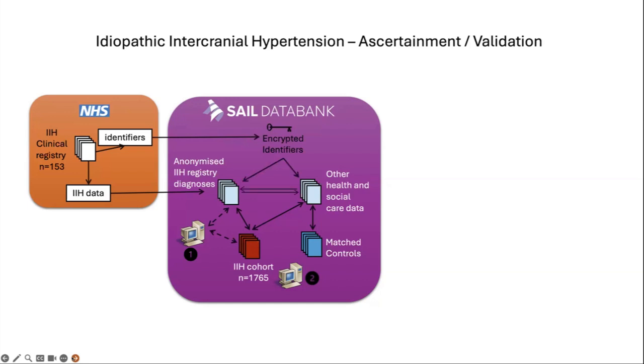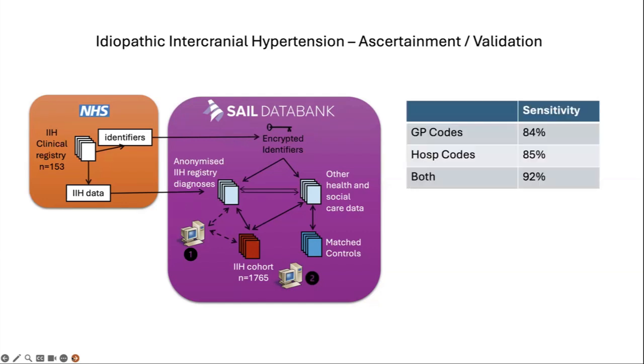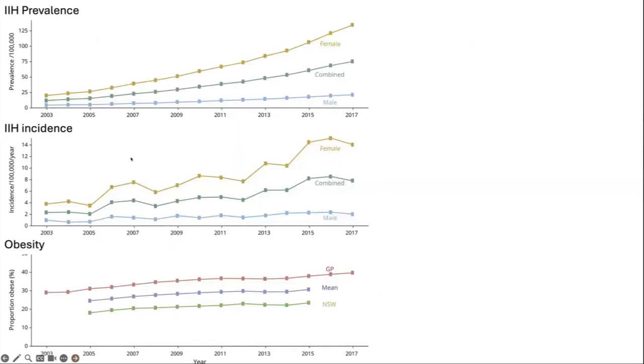Once we did that, we got an algorithm that we thought was pretty sensitive. You can see with a sort of capture-recapture approach, using different combinations of codes from different places, for example GP Read codes and ICD-10 codes from hospital, it increases your sensitivity from about 85 to about 92%. And this is what we found. We looked at the prevalence, the proportion of people with IIH over time, on the top graph there, and you can see that's increased.